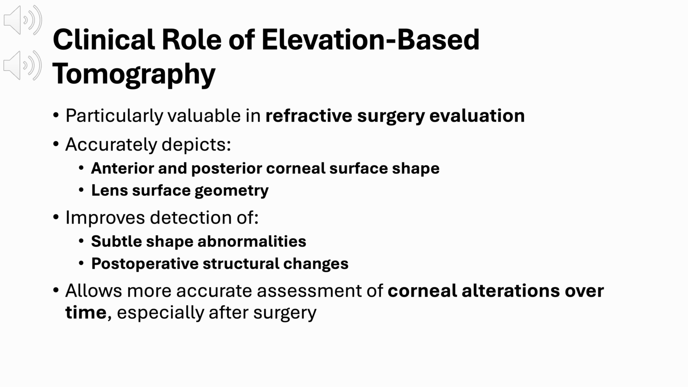Here, we're shifting from how elevation maps are made to why we actually care about them clinically. Elevation-based tomography is especially valuable when we're evaluating patients for refractive surgery. Unlike placido topography, which mainly reflects the anterior surface, elevation-based systems let us see the true three-dimensional shape of the cornea. These systems accurately show both the anterior and posterior corneal surfaces, which is critical because early disease or surgically induced changes often show up on the posterior surface first. They also allow assessment of lens surface geometry, which adds another layer of structural information that curvature maps alone can't provide.